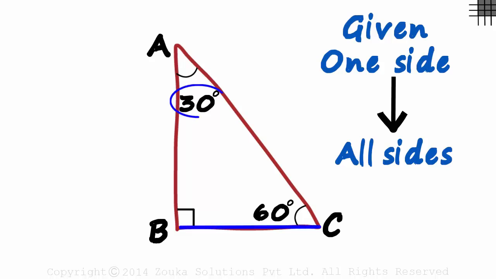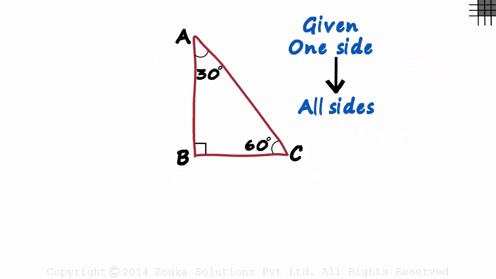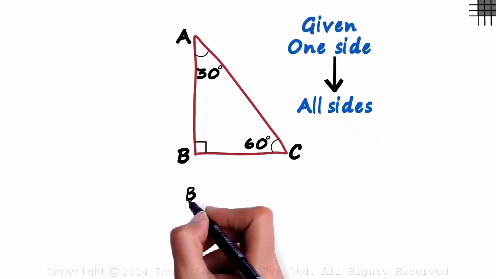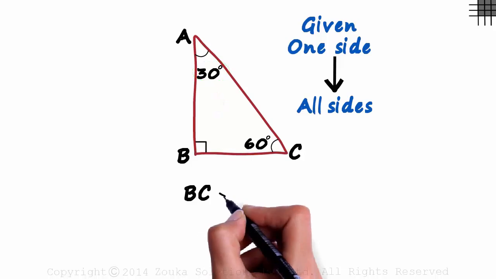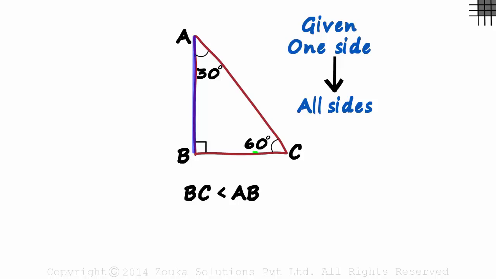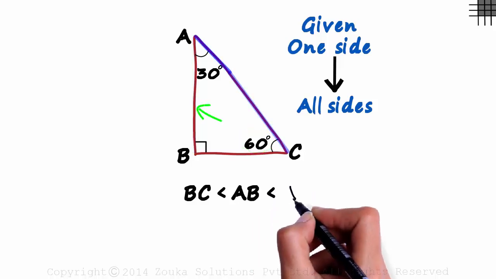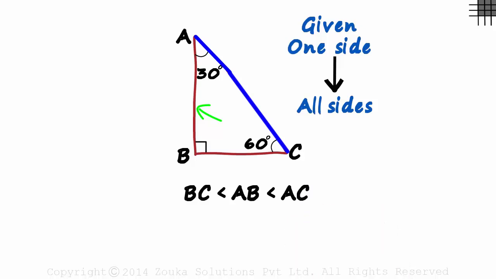The side opposite the smaller angle in a triangle is always smaller. So BC, which is the side opposite the 30 degrees, will be smaller than AB, which is the side opposite 60 degrees. And this will be smaller than AC, which is the side opposite the 90 degrees angle. This is the most basic thing we need to understand.